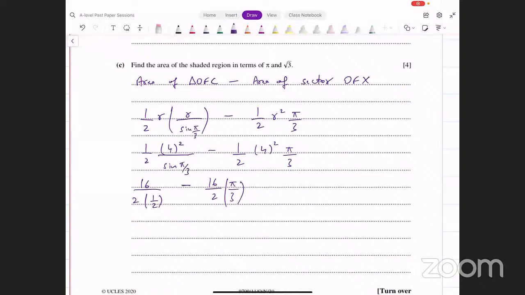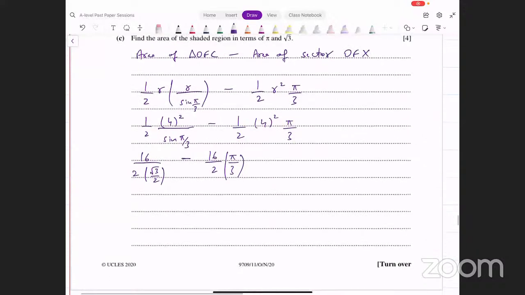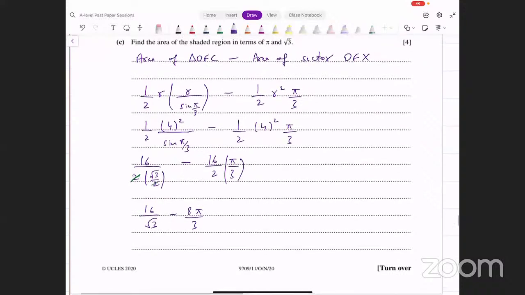ये angle pi over 3 था. Triangle का जो angle ले रहे थे हम. So ये sine pi over 3 is basically square root of 3 over 2. Okay, now that makes sense. This 2 and this 2 get cancelled and we have 16 over square root of 3 minus 8 pi over 3. ठीक है? This is what I'm getting. This is half of the shaded region.